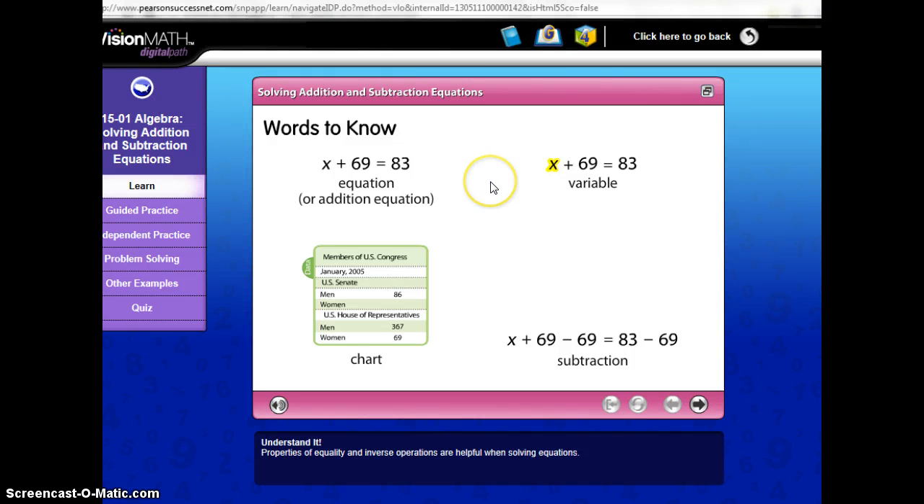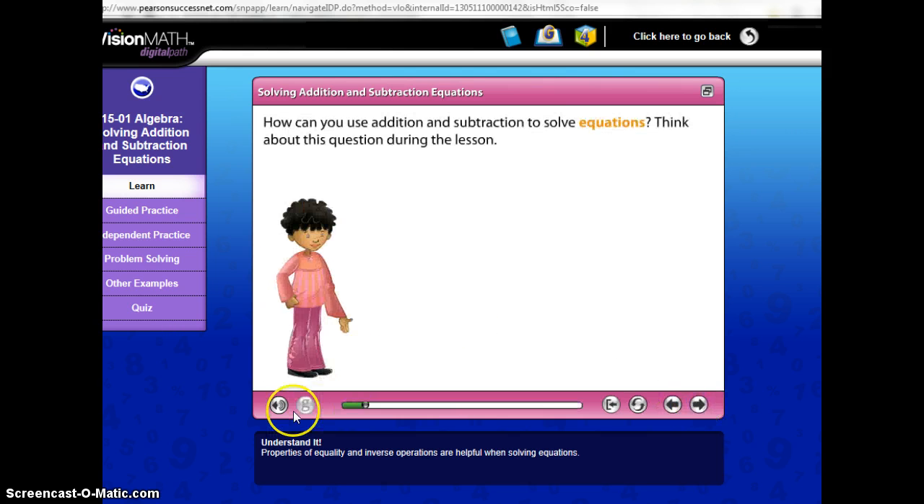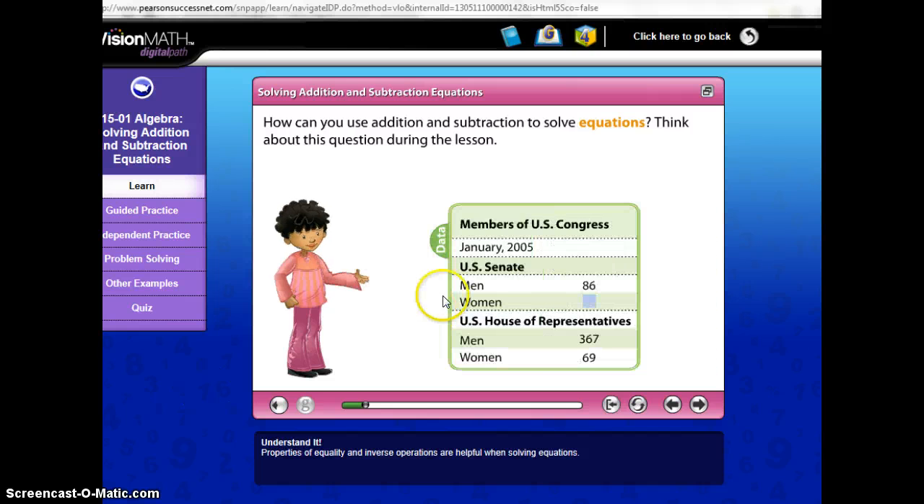Today's lesson is on solving algebra equations using addition and subtraction. Before we start this lesson, a quick reminder that the letter stands for a missing number, an unknown. How can we use addition and subtraction to solve equations? This is our question today.